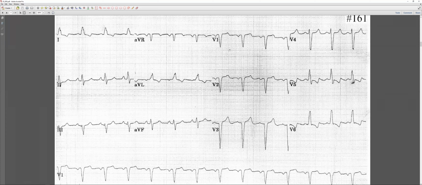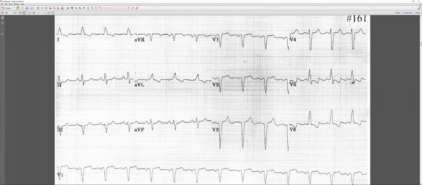Because when you have a right bundle branch block, the impulse goes toward the right side. On the opposite side, it has to be a negative wave. If you have a wide R wave on the right side, you should see a deep wide S wave on the left side. This is why. But here, we don't see that. So this is a left bundle branch block, because you see exactly the opposite.